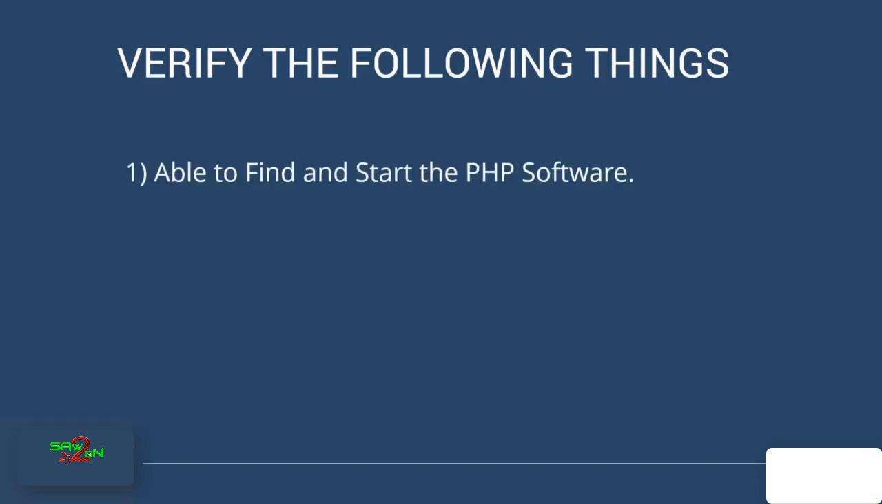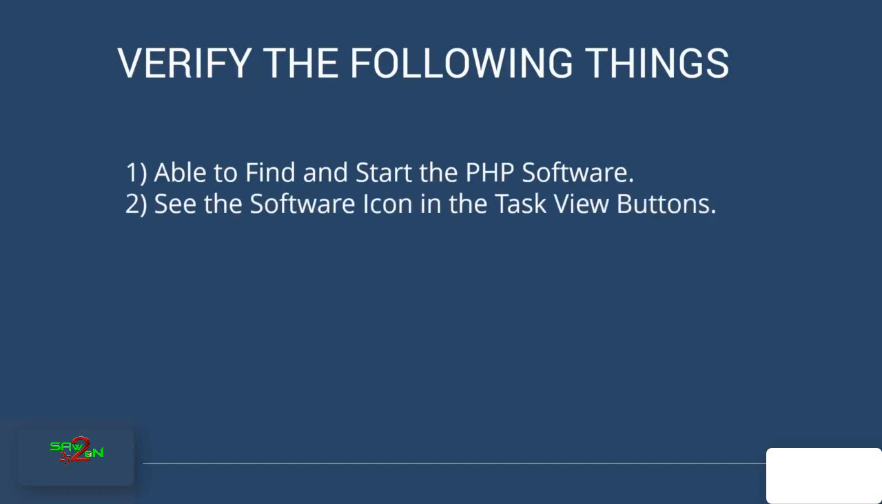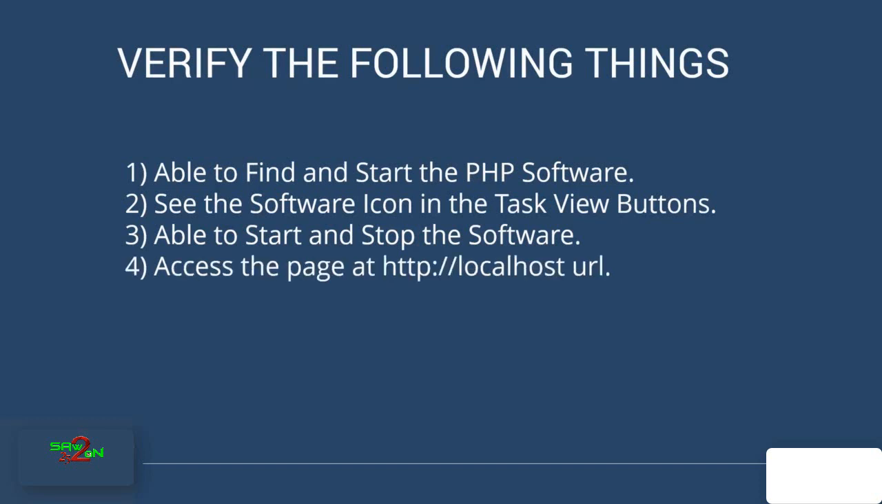Well, if you have installed AMPS, then you should be able to find that software and start it. Second, you should see the software icon in the task view buttons to make sure the software is running. Then you should be able to start and stop the software. This is a very key thing that you should learn, how to start and stop your software. Then you should be able to access the page at http://localhost. This is the URL that you should type in the web browser and you should see a welcome page. Next, we will find the installation directory where the software has been installed, and then we'll verify that folder.